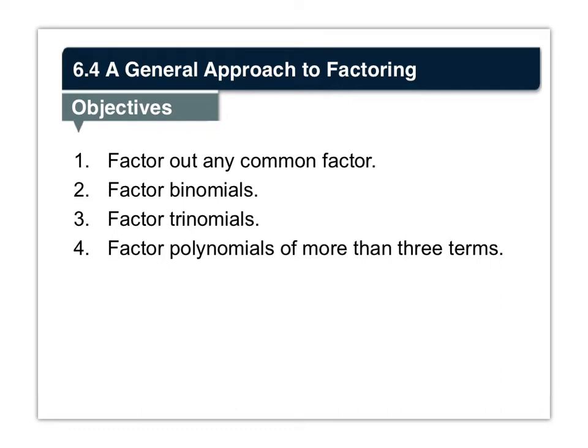In section 6.4, we're looking at a general approach to factoring. Our objectives are to factor out any common factor, factor binomials, factor trinomials, and factor polynomials of more than 3 terms. This is basically a review of the previous sections in Chapter 6.